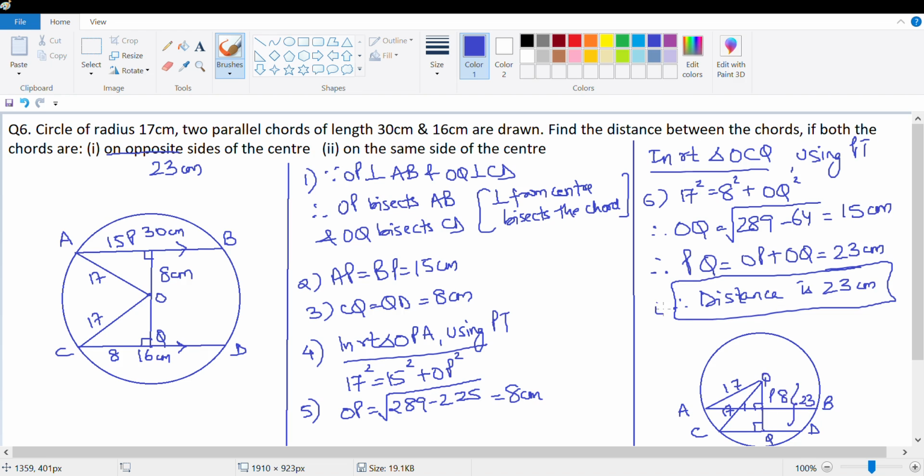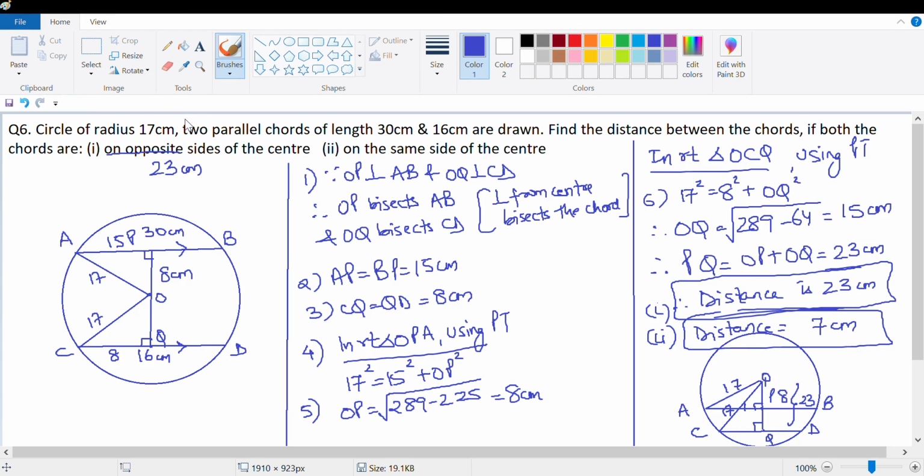So in case 2, the distance will be the difference between them. So in this case, the distance will be 15 minus 8, which is 7 centimeter. Very interesting question, as long as you are able to visualize it. Let's look at the next question.